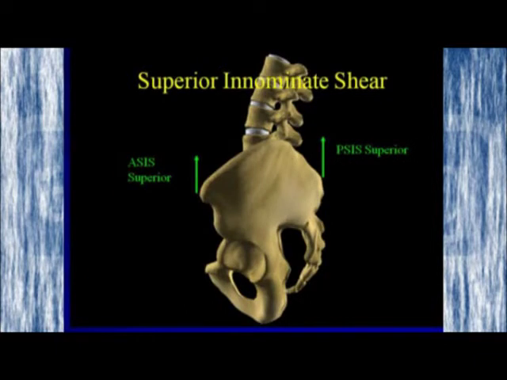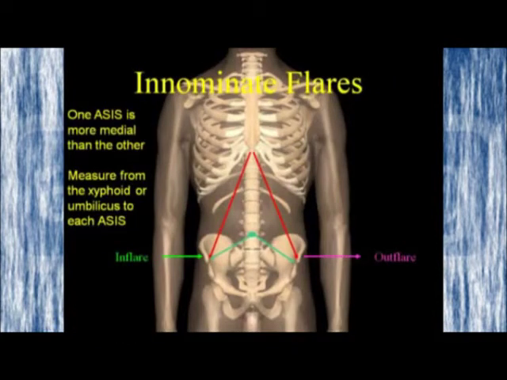And then a shear, the whole thing is higher or lower on one side. And if it's higher, you can yank it back down and make it lower. And if it's lower, there's some muscle energy techniques we can do to press it back up and make it higher to balance out the innominates.